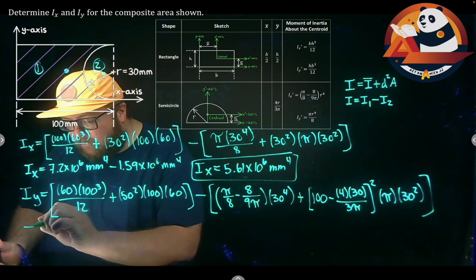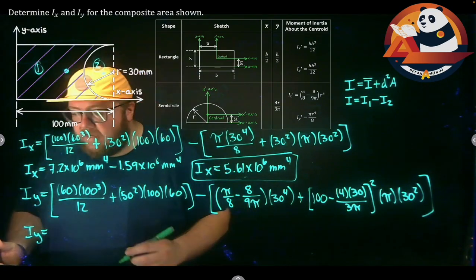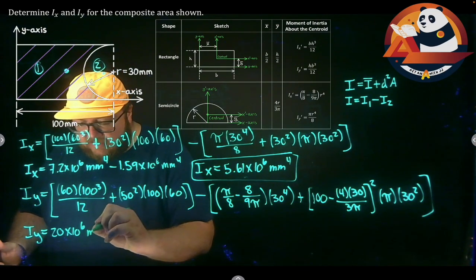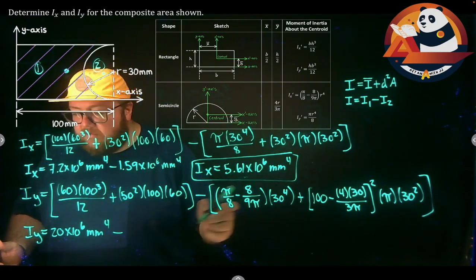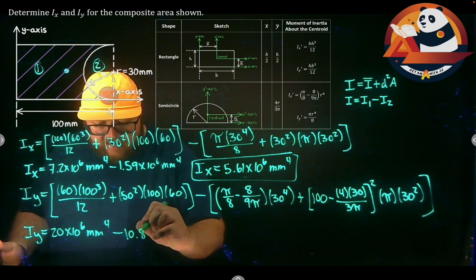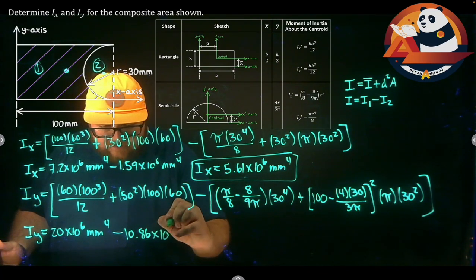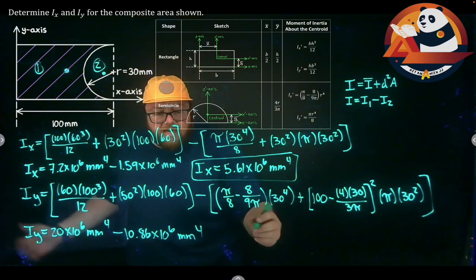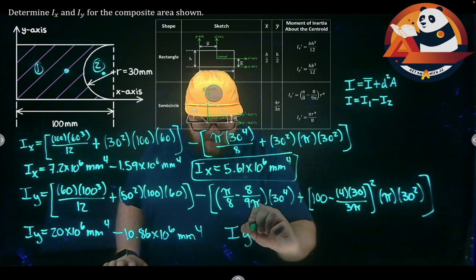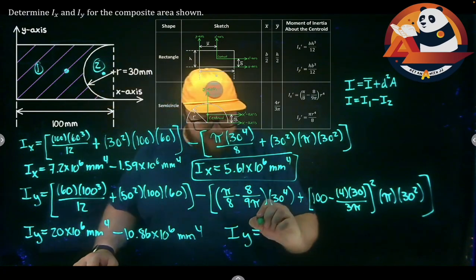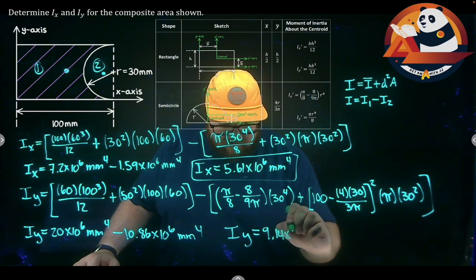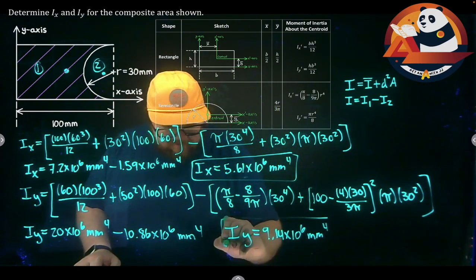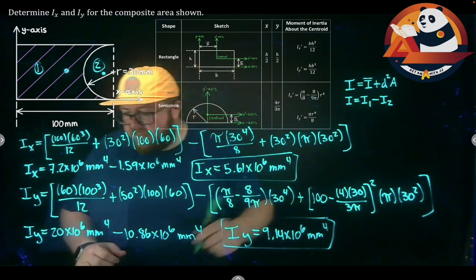This would get us that my Iy is going to be equal to, this first one gets us 20 times 10 to the 6th millimeters to the 4th. My second one is going to get us 10.86 times 10 to the 6th millimeters to the 4th. Or altogether, my Iy is going to be equal to 9.14 times 10 to the 6th millimeters to the 4th, which should be our final answer for our problem.